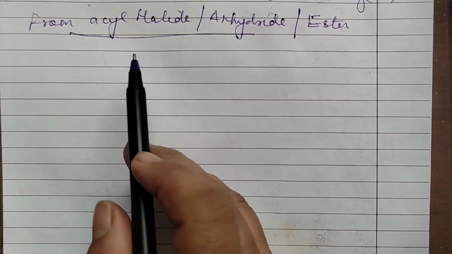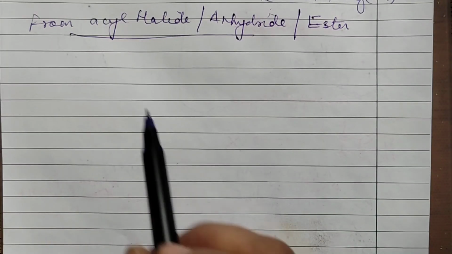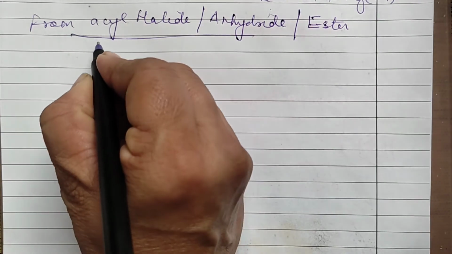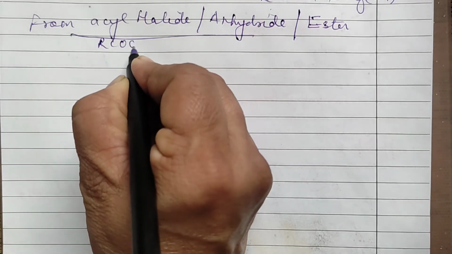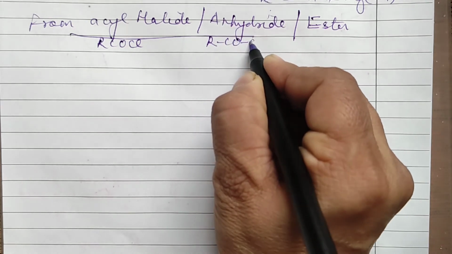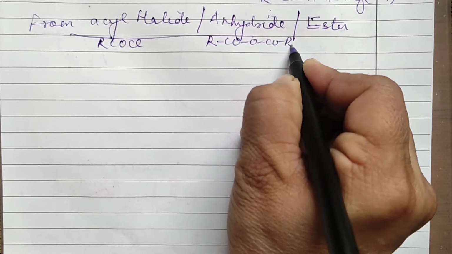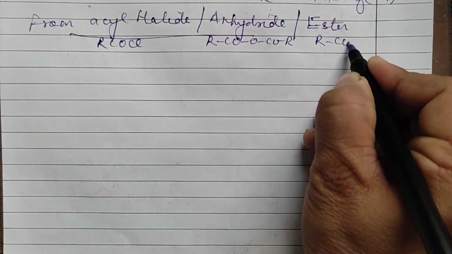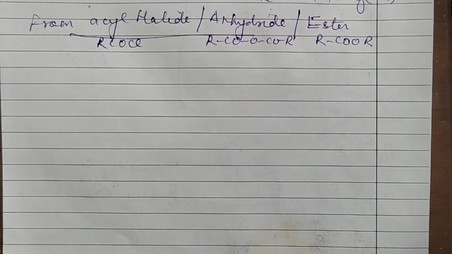The next method is from all acid derivatives. These are all acid derivatives. Acid halide, RCOCl. Acid anhydride, RCOOCOR. Ester, RCOOR. In all the acid derivatives, the product formation is by hydrolysis. It is by acidic hydrolysis.